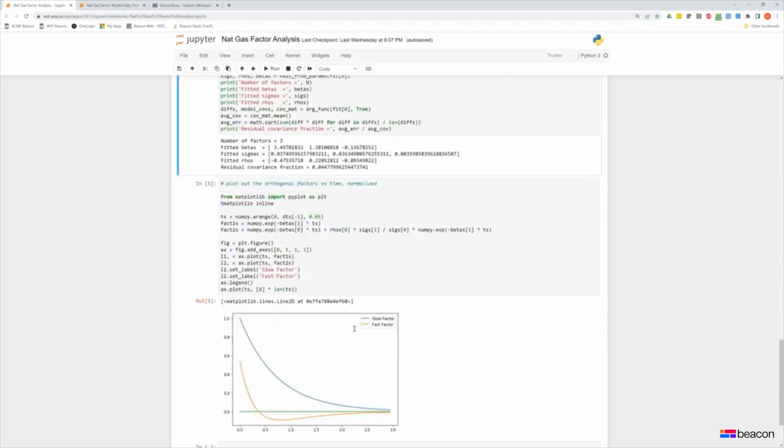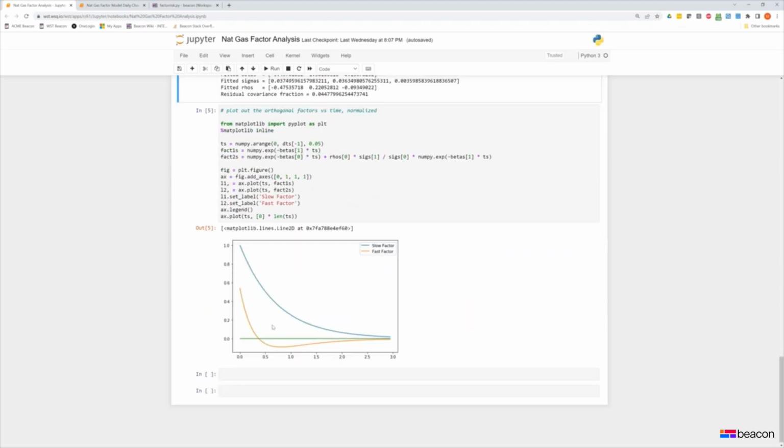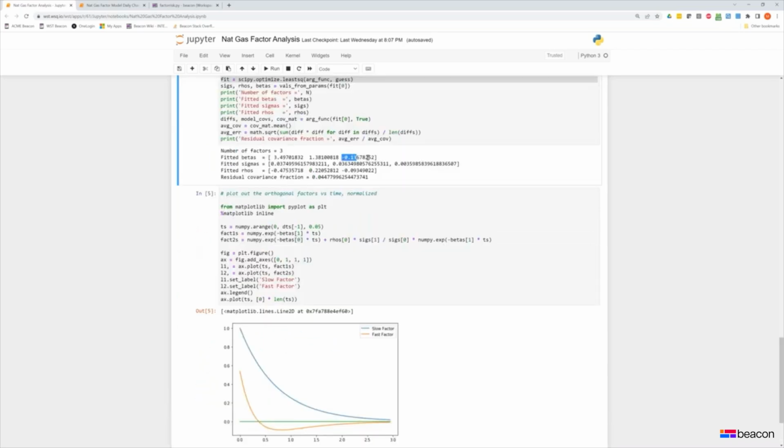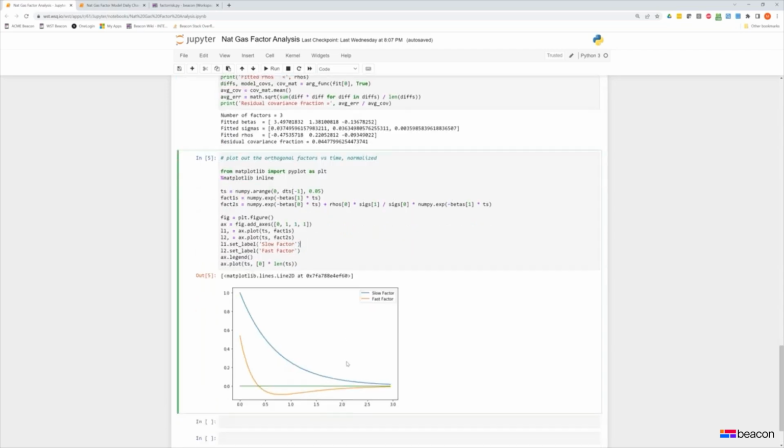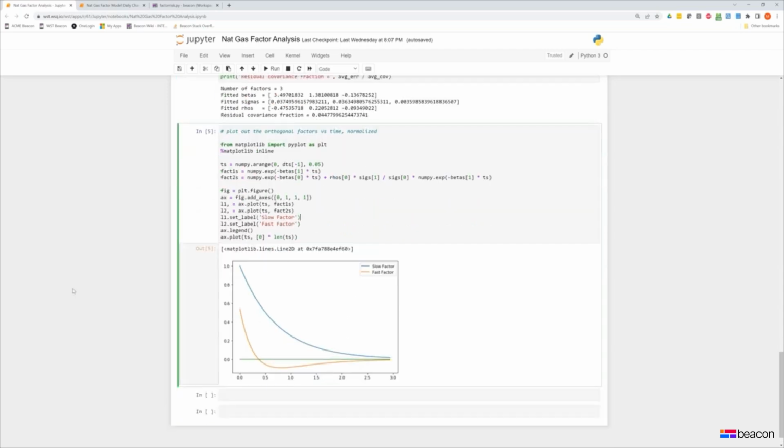So that kind of defines my shocks, and then I can go and plot out what those shocks look like. Here's 2 of the 3 shocks. I've left out the one with mean reversion strength of minus 0.14. That looks pretty much like a parallel shock. Here's the shocks for the other 2.